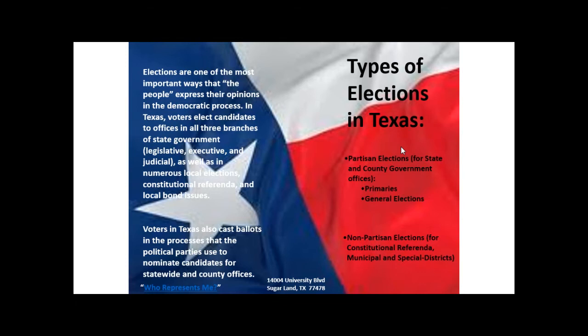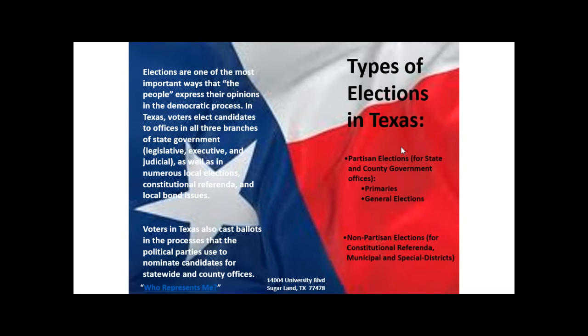Nonpartisan elections are local elections in Texas, like municipal elections, city elections, like mayoral elections. So in Texas, the law doesn't permit candidates to run as nominees of a political party in mayoral races or in city council races or school board races. A school district is an example of a special district.